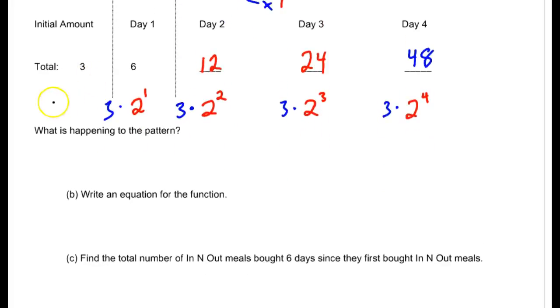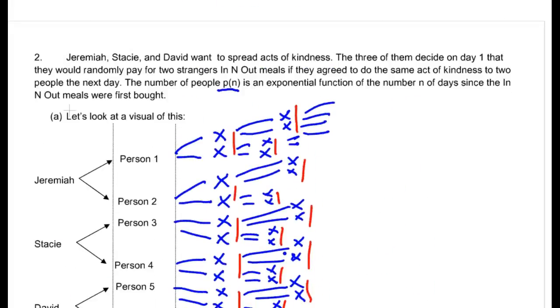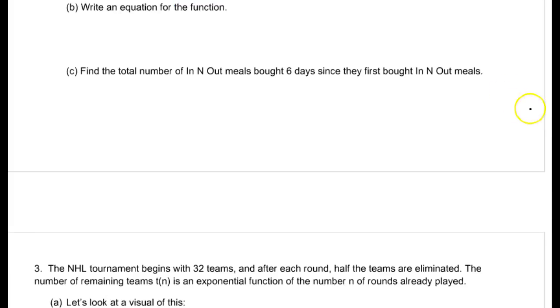And again, technically here we could do 3 times 2 to the 0 power. So that's 3 times 1, which is 3. So it works both ways. So there's our pattern right there, right? Powers of 2, we just had an initial value on this particular problem of 3. Okay, so we can write our function. I think it said P of n again. Yeah, P of n. Okay, so we can use P of n.